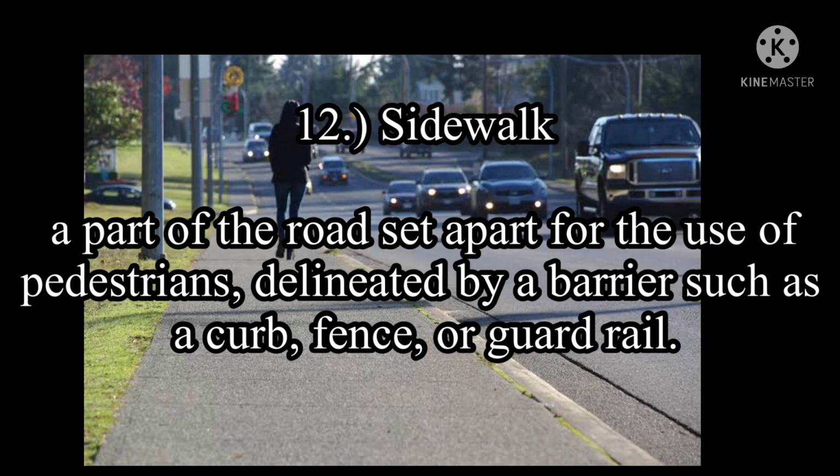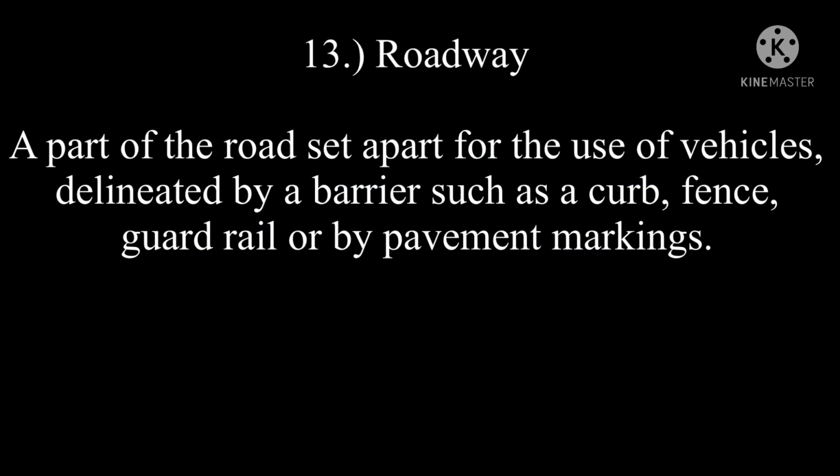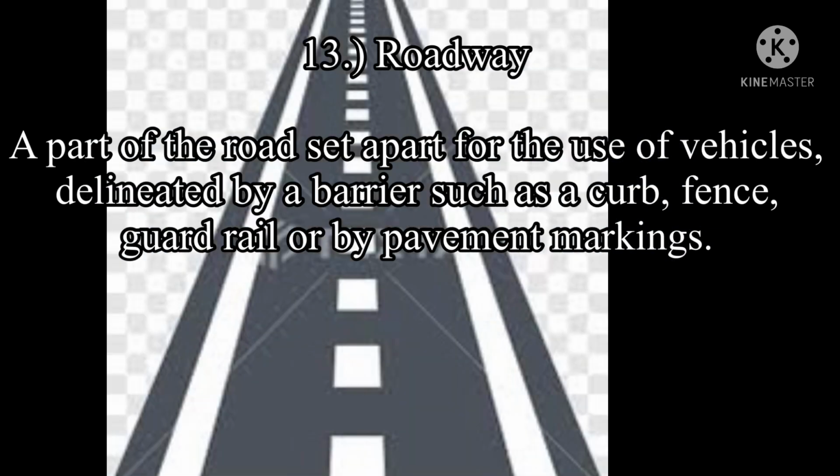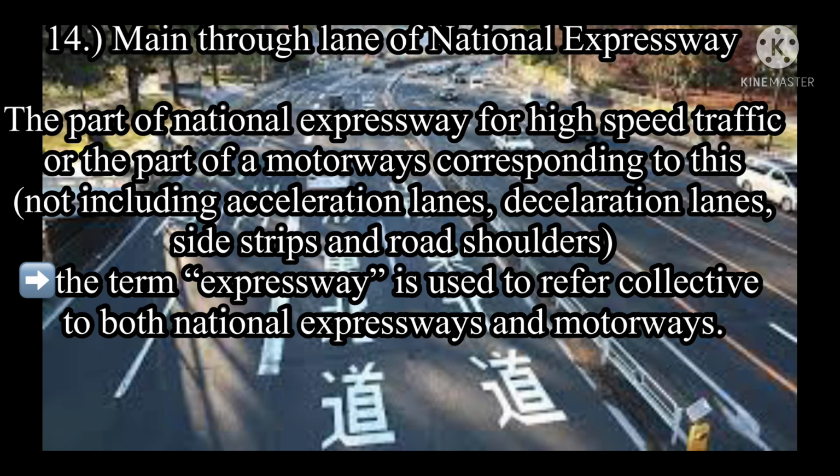Sidewalk. A part of the road set apart for the use of pedestrians, delineated by a barrier such as a curb, fence, or guardrail. Roadway. A part of the road set apart for the use of vehicles, delineated by a barrier such as a curb, fence, guardrail, or a pavement mark. Main through lane of National Expressway. The part of a National Expressway for high-speed traffic or the part of a motorway corresponding to this, not including acceleration lanes, deceleration lanes, side stripes, and road shoulders. The term expressway is used to refer collectively to both national expressways and motorways.